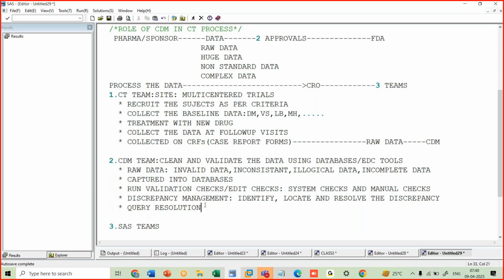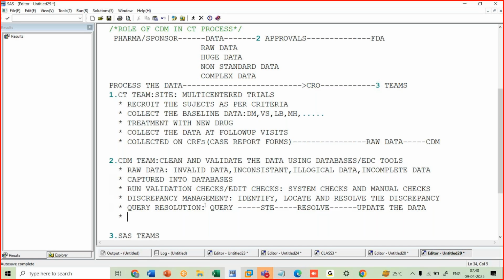So in the entire process, query resolution, discrepancy management will be done. We'll generate a query. We'll assign this query to the site. The site will resolve the query. The site will give the resolution and the site only will update the data if they have access. Otherwise, the site will send that resolution to the CDM. CDM will update the data. It depends.